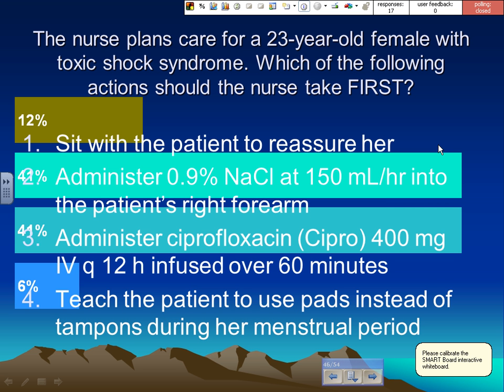Now, in real life, you're probably going to have the IV and the antibiotic all ready to pump into her at the same time. But again, the NCLEX is asking you to prioritize based on your methods of prioritization. What is the most acute problem? You've got to replenish her fluid. Then you have to address the underlying infection that's causing her to go into toxic shock.